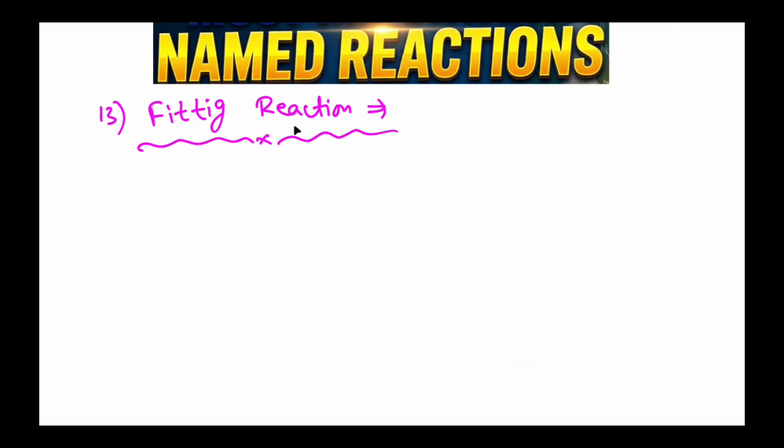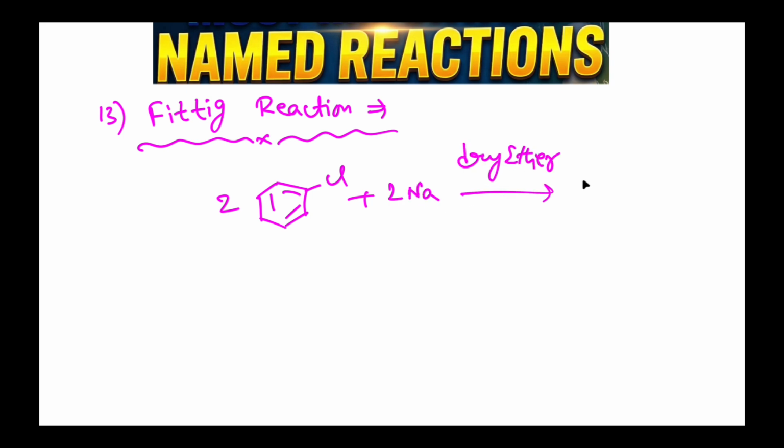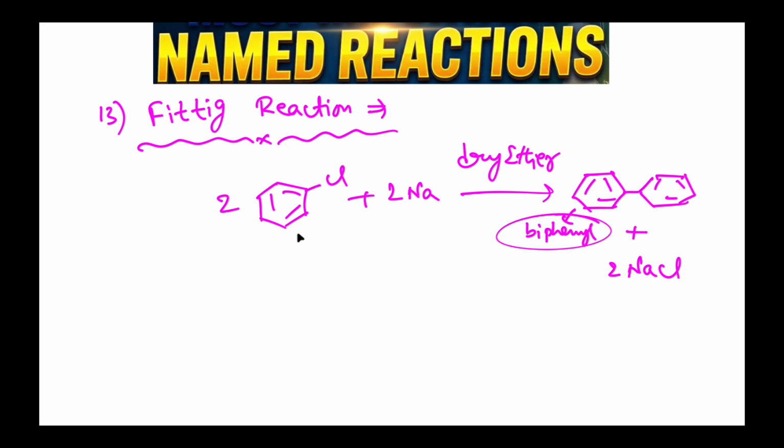Then Fittig reaction. In Fittig reaction, 2 moles of haloarenes react with sodium in presence of dry ether. We can get biphenyl or diphenyl as the product. The byproduct is NaCl. Both phenyl groups are joined to each other. So this is the Fittig reaction.